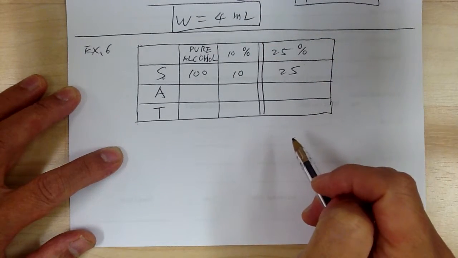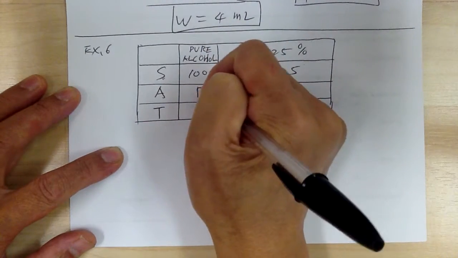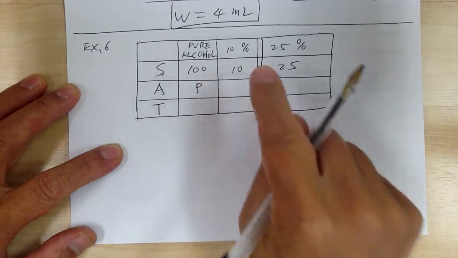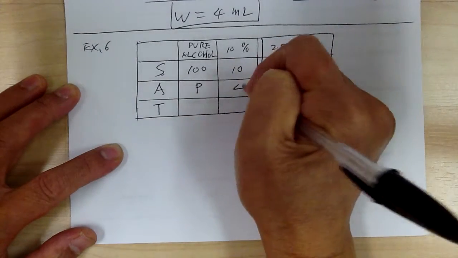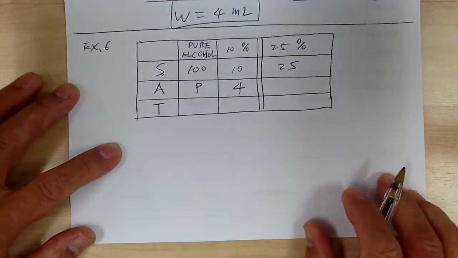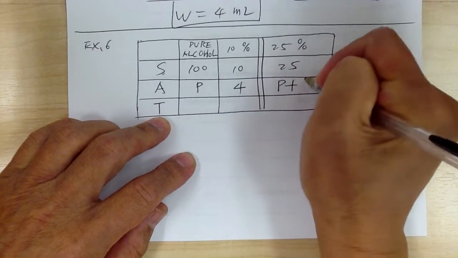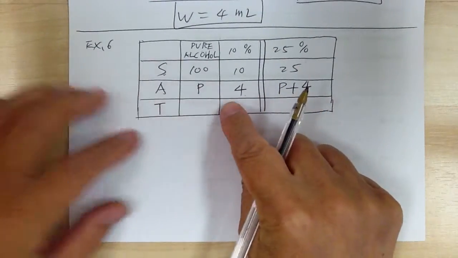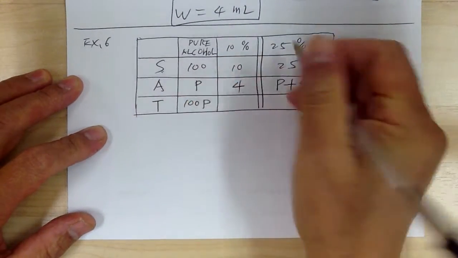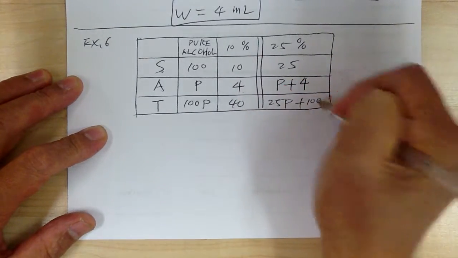Now let's figure out amount. It says how many liters, so you need to figure out this one. So pure, I'm going to use P. How many liters of pure alcohol must be added to 4 liters of 10%. So 4 liters of 10%, and to get that. So that's all you have. You're mixing this together. That means you're adding this together. So this would be P plus 4. Again, mixing means you're adding it together. So you multiply. This is 100P. This is 40, and this would be 25P plus 100.